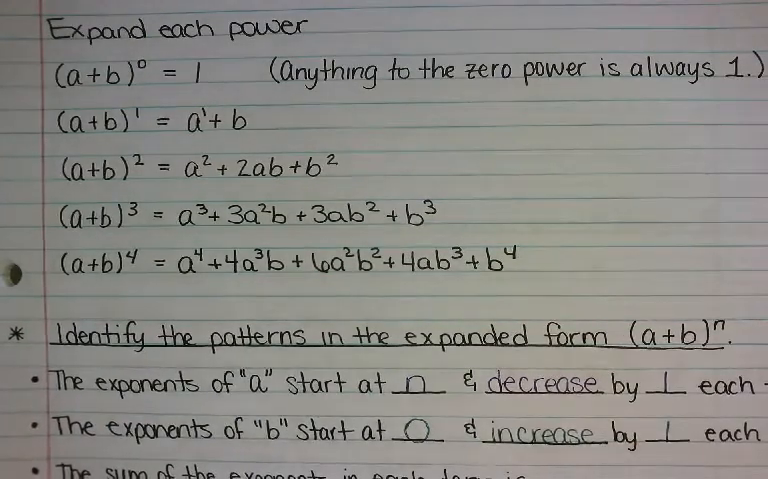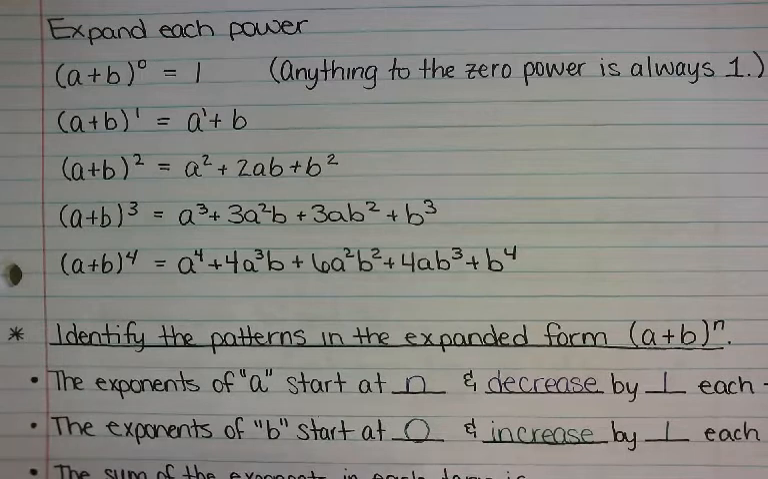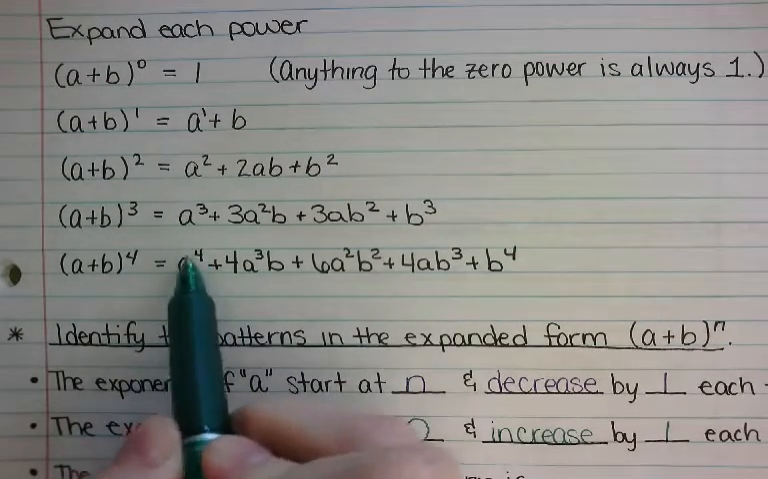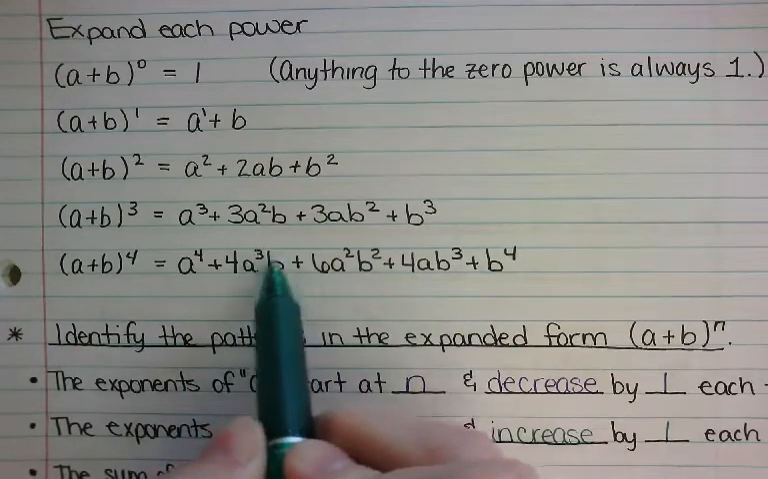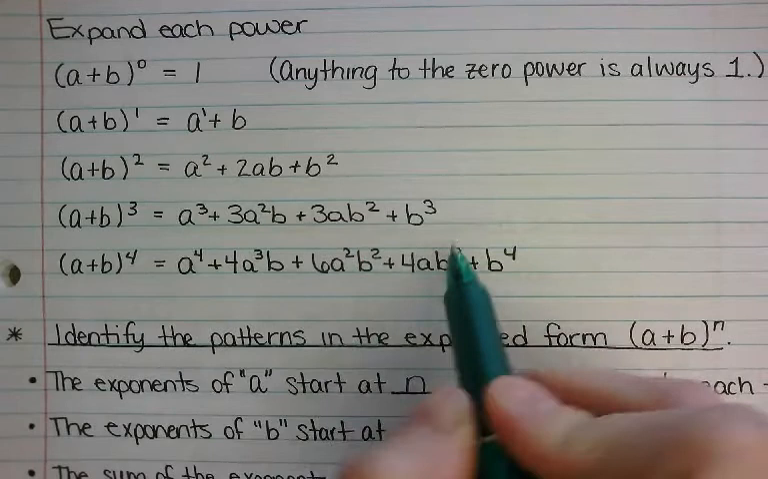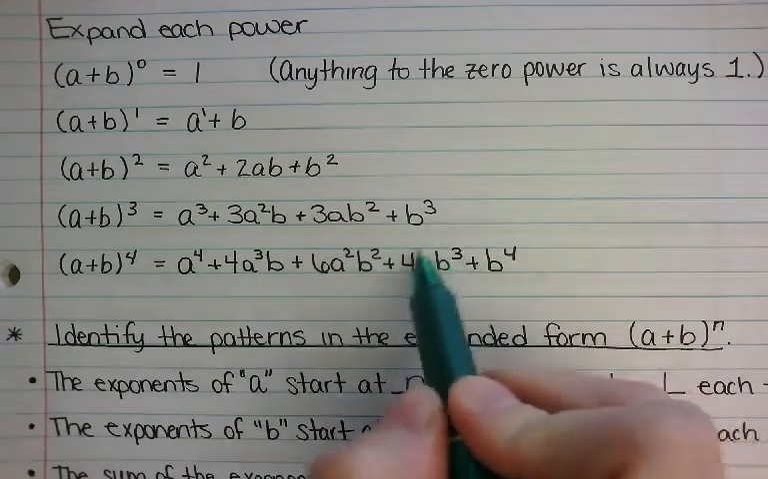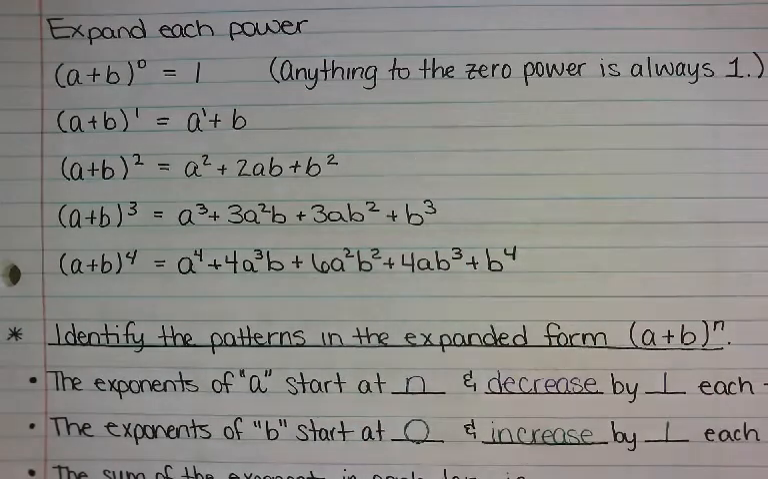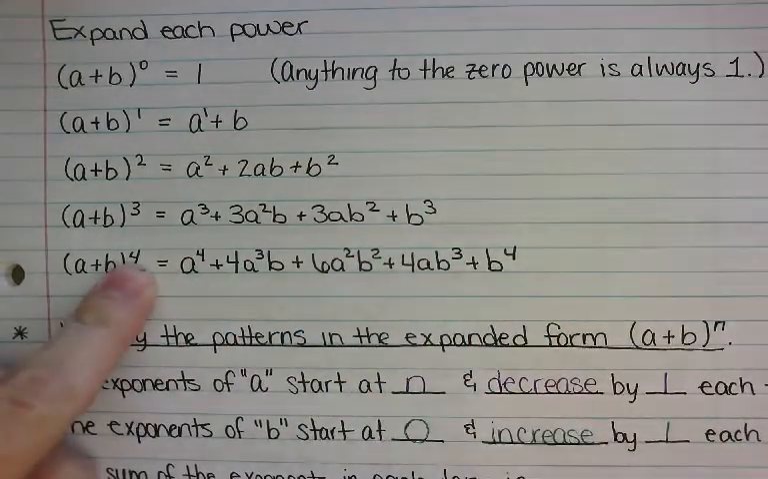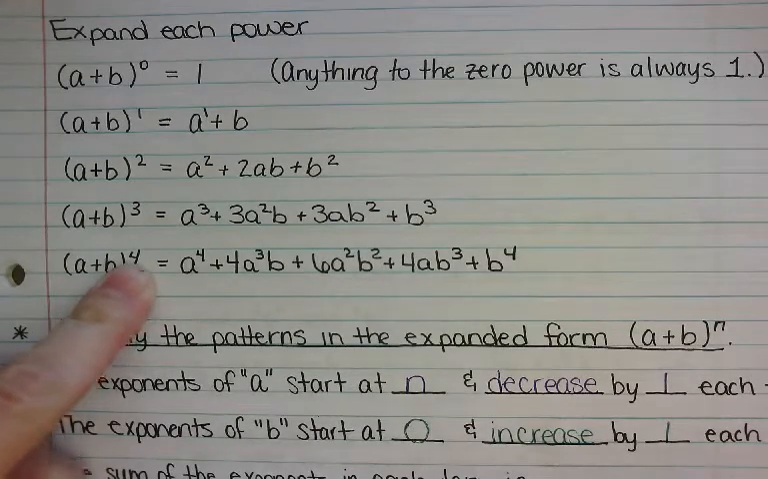And then if we look at the sum of the exponents of each term, well, these exponents add up to 4. These exponents add up to 4. These exponents add up to 4. There's a 1 here. They add up to 4. And there's 4. Okay, so they're all adding up to 4 because it's a fourth degree polynomial.